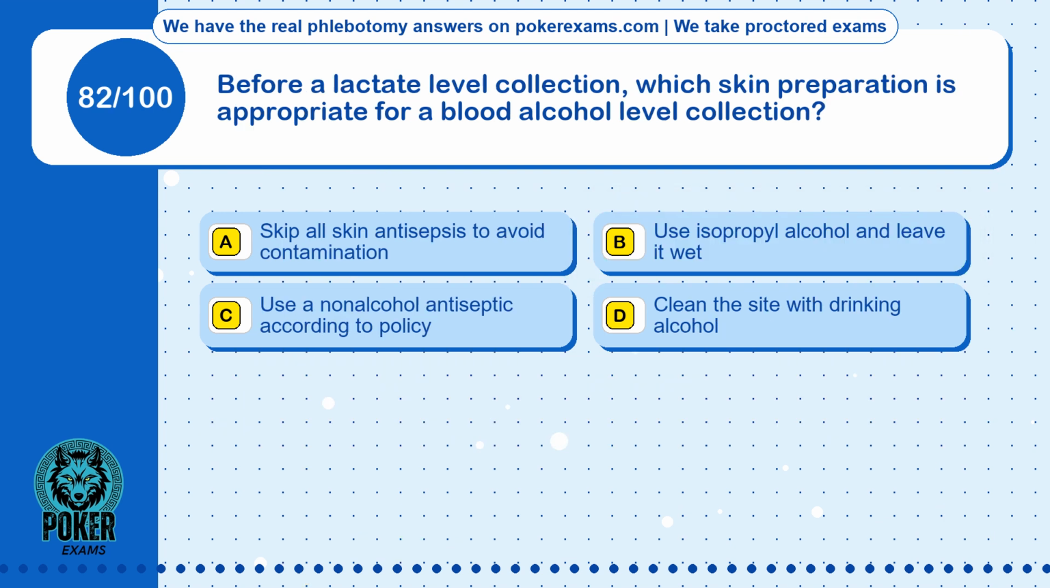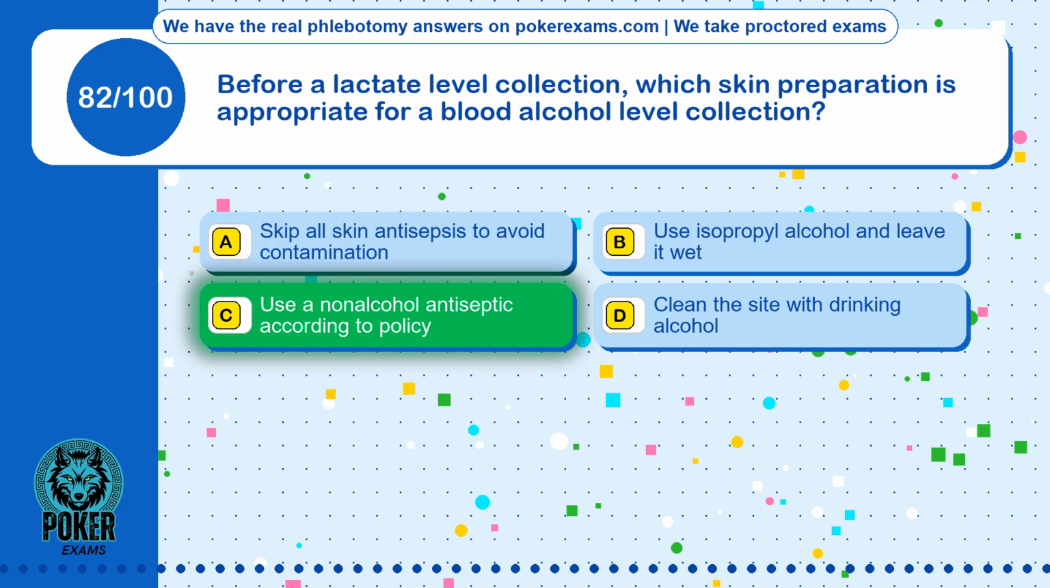Question 82. Before a lactate level collection, which skin preparation is appropriate for a blood alcohol level collection? Option A. Skip all skin antisepsis to avoid contamination. Option B. Use isopropyl alcohol and leave it wet. Option C. Use a non-alcohol antiseptic according to policy. Option D. Clean the site with drinking alcohol.